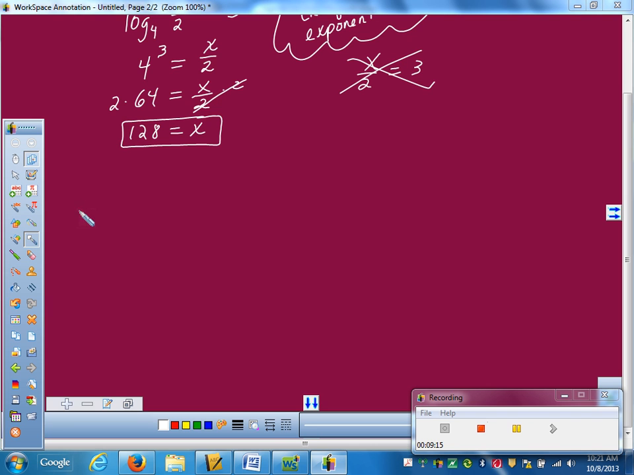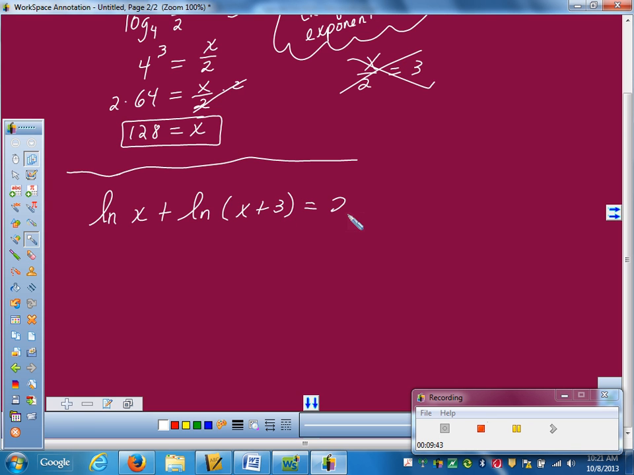Now, what if I give you the same type of problem, not much difference, except I throw natural logs in. First, you have to use your properties, and you have to get it down to one log. Since I'm adding, I would multiply, and I would get x squared plus 3x. Then equals something. Once you get it down to one log on both sides, you remember this? This is the easiest part of the whole chapter.